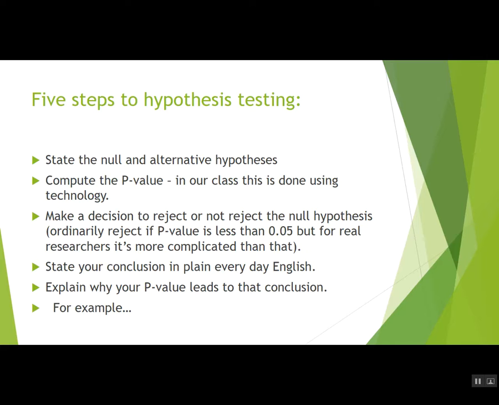The p-value, remember, tells you how likely the data you just got would be if the null hypothesis is correct. That's what a p-value is all about. The probability of getting the data you got if the null hypothesis is correct. Then you have to state your conclusion in plain everyday English and explain why the p-value leads to that conclusion.